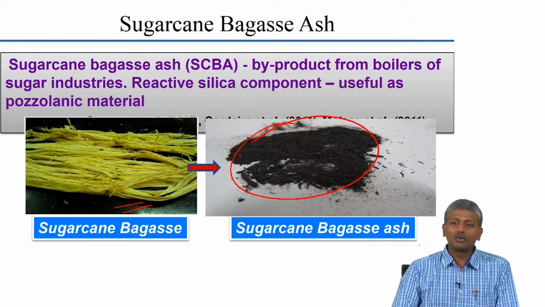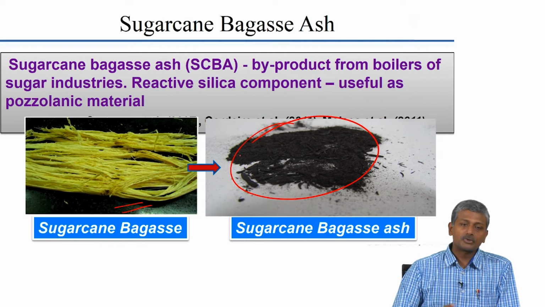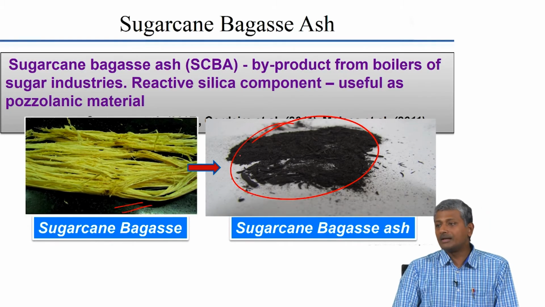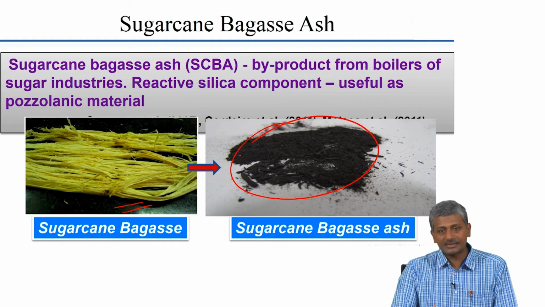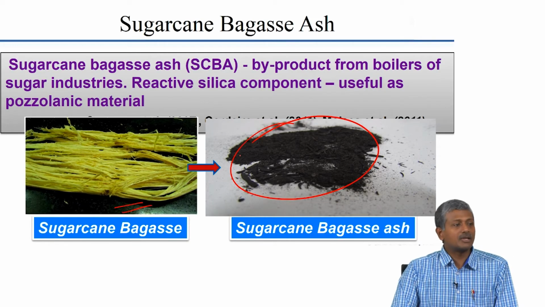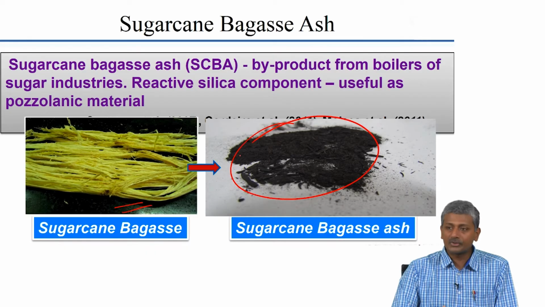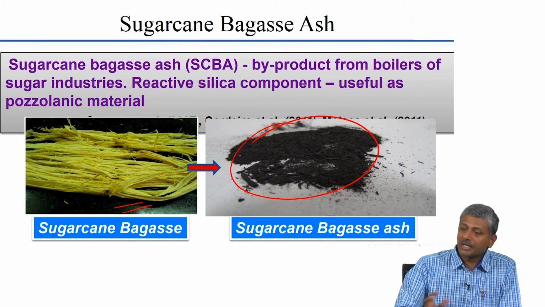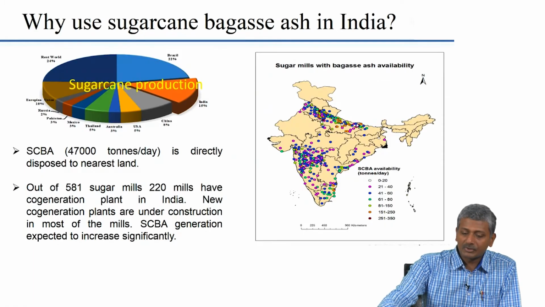So, mostly if you go in the vicinity of sugar plants, most of this ash would be dumped. But what you need to look at is this ash has a very good source of silica, just like your rice ash. There is quite a bit of silica present in bagasse ash, nearly about 70% silica content can be available in your bagasse ash. So, that could be a useful resource as a pozzolanic material.